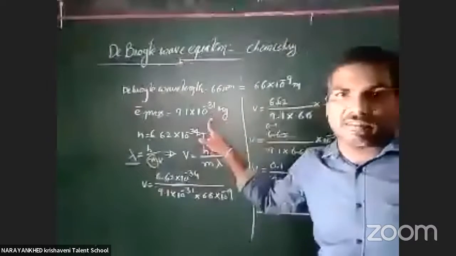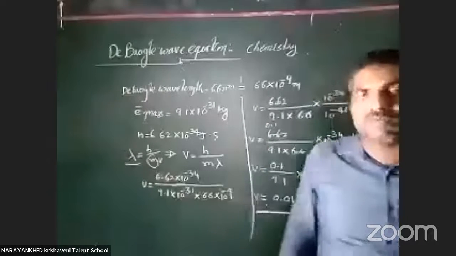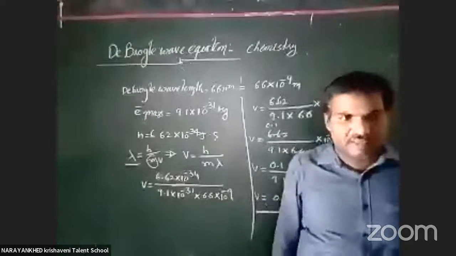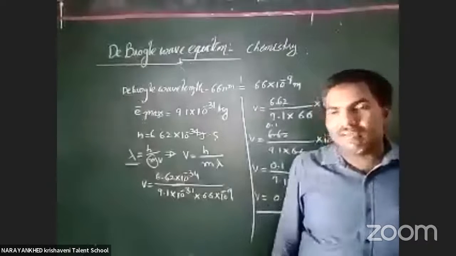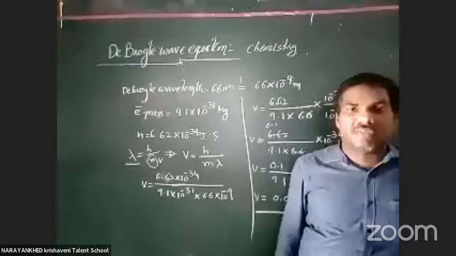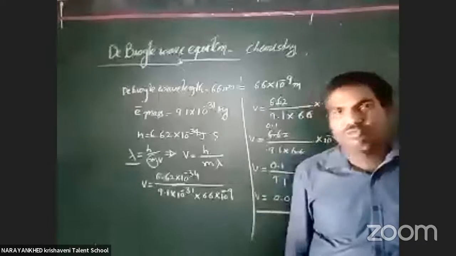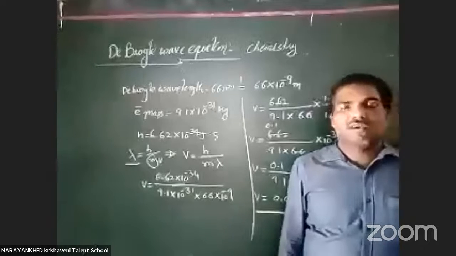All the students, please keep in your mind the mass of electron, 9.1 into 10 to the power of minus 31 kg. Mass of proton, 1.67 into 10 to the power of minus 27 kg. Mass of neutron, 1.68 into 10 to the power of minus 27 kg. You must keep these values in mind; you have to know them compulsorily. I hope you got it.